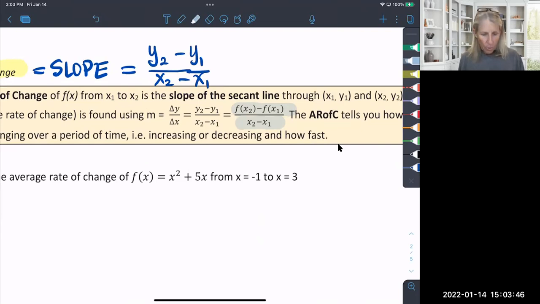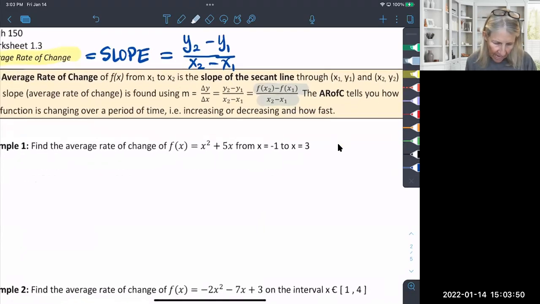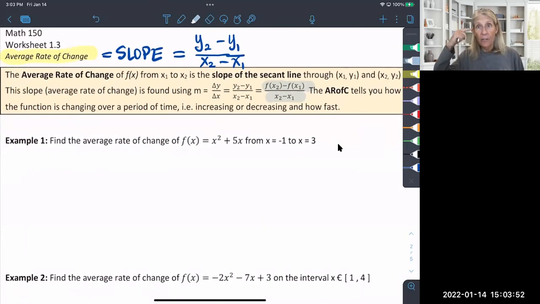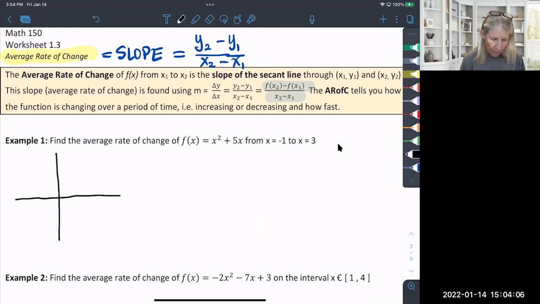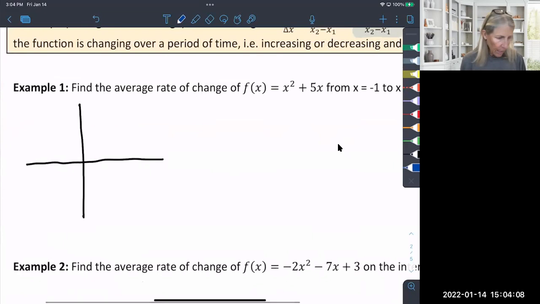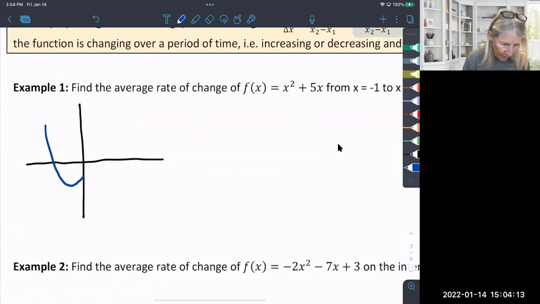Let's practice using that formula on this first example. We're going to find the average rate of change, and in your mind, think slope, of this function from -1 to 3. Let me give you a little visual. If you were to graph this function, x squared plus 5x, and again, not to scale, let's just say it looks something like this.